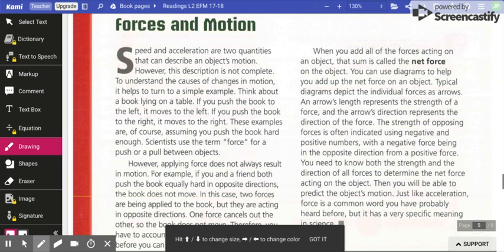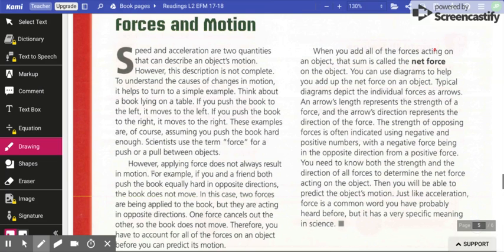So what this paragraph is trying to tell you is, first off, the definition of a net force. And the net force is the sum of all of the forces acting on the object.